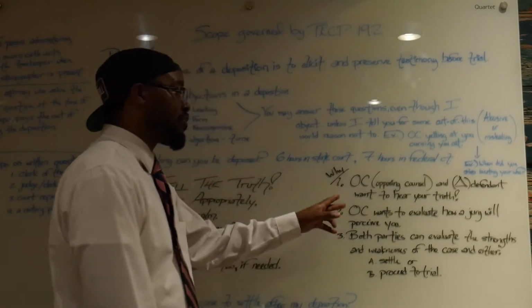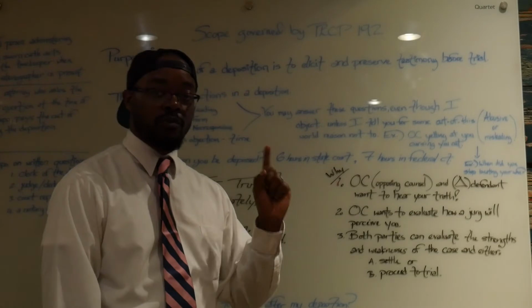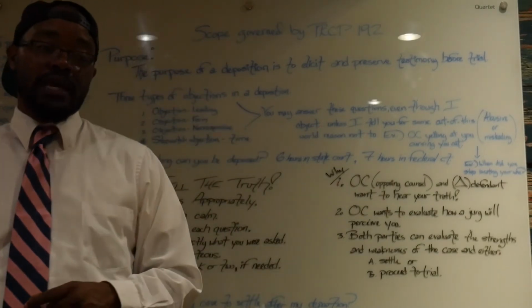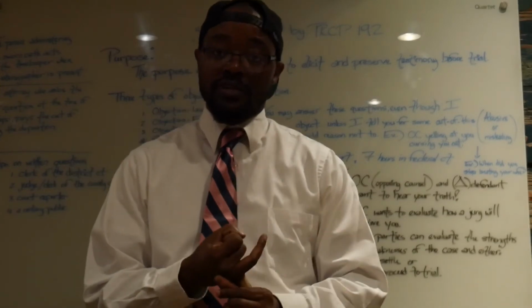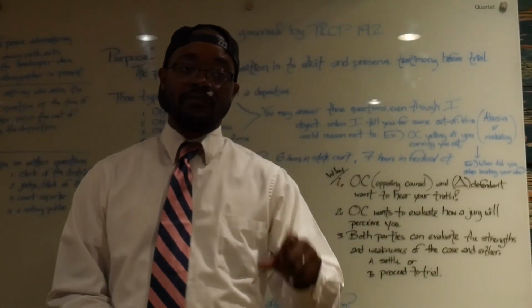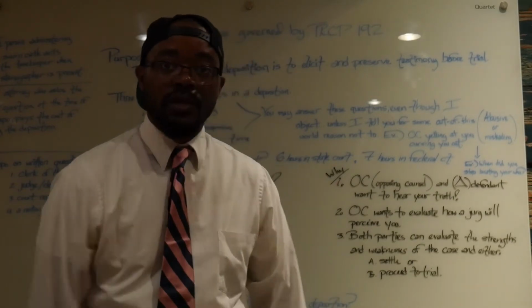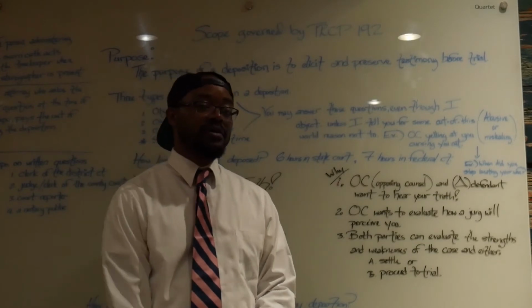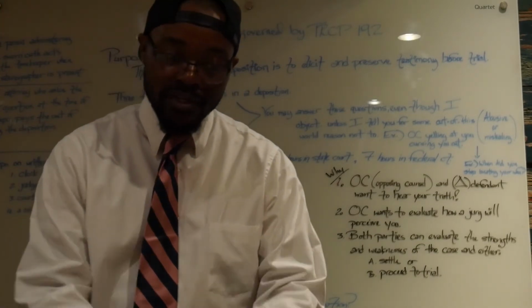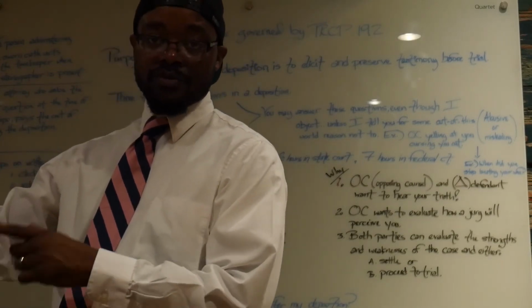Like I said, number 1 is the opposing counsel and defendant want to hear your truth so they can poke holes in it. The second thing is that opposing counsel wants to evaluate how a jury will perceive you. Now, you remember that I told you that usually there's a stenographer, which is the court reporter that types everything up, and you have the videographer who will also come and shoot the video of you. And they do this because it's not just that they want to take that video and put it in a courtroom for someone to see.